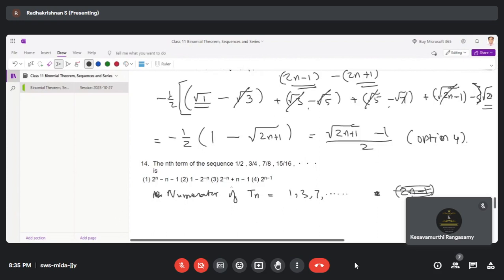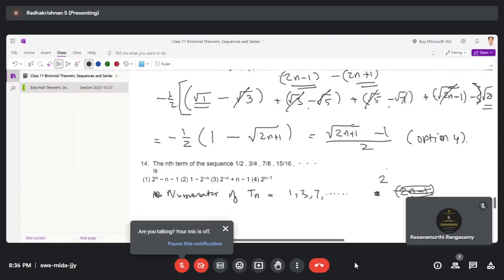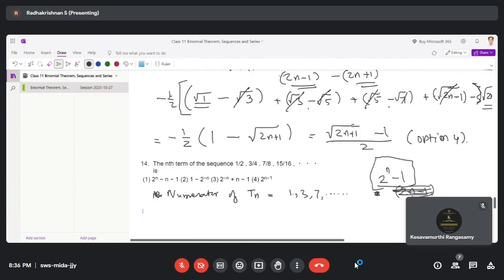1, 3, 7, 15. What pattern does it form? This is 2 power n minus 1, not 2n minus 1, but 2 power n minus 1. Because if you add 1, it becomes 2, 4, 8, etc., right? So which is 2 to the power of n. So these terms are basically 2 to the power of n minus 1.